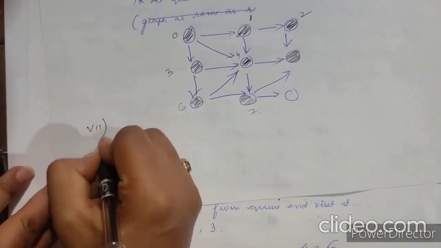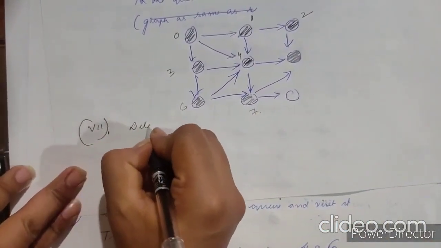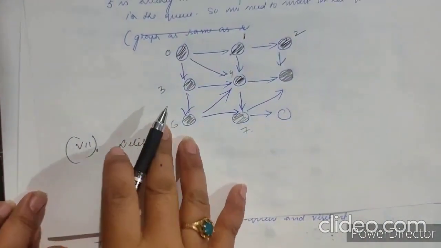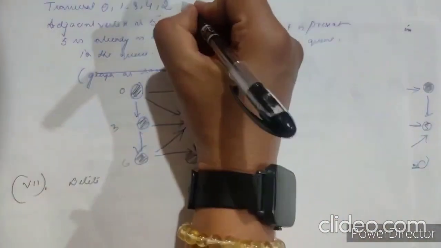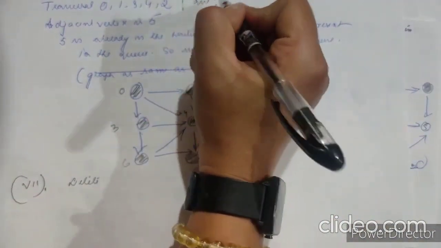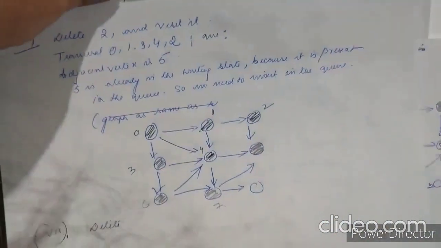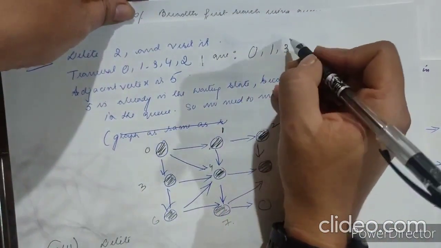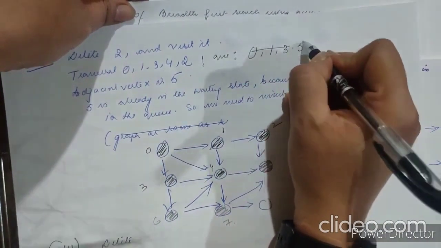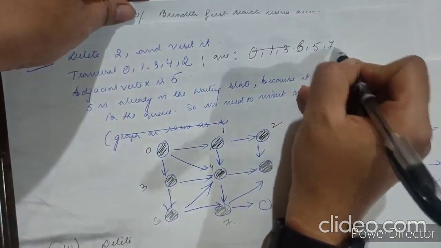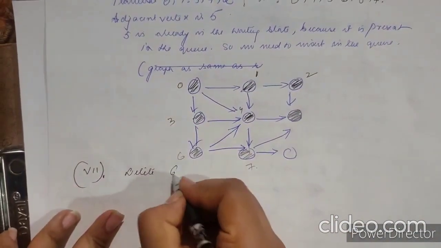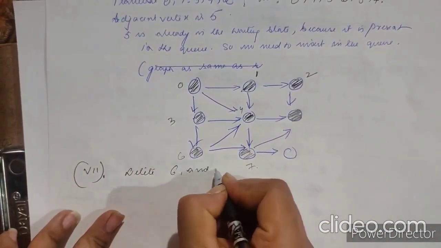All right, next 7, delete. What is the next in the queue, right? What is the queue here? The queue is 5 6 7, 6 5 and 7. So now delete 6. So delete 6 and visit.